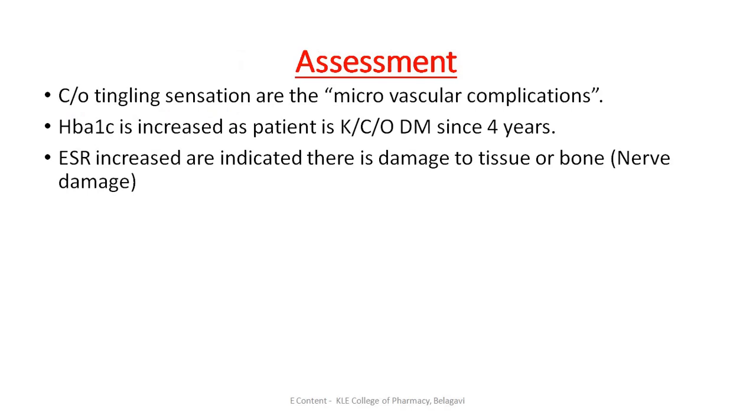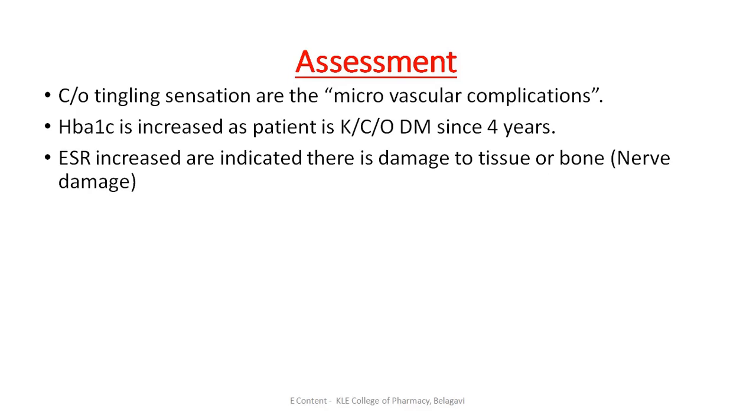Assessment is how we diagnose the patient by using subjective and objective evidence. Subjective evidence is that the person had a tingling sensation, which is one of the main symptoms of diabetic neuropathy. So by subjective evidence, the patient is having diabetic neuropathy.